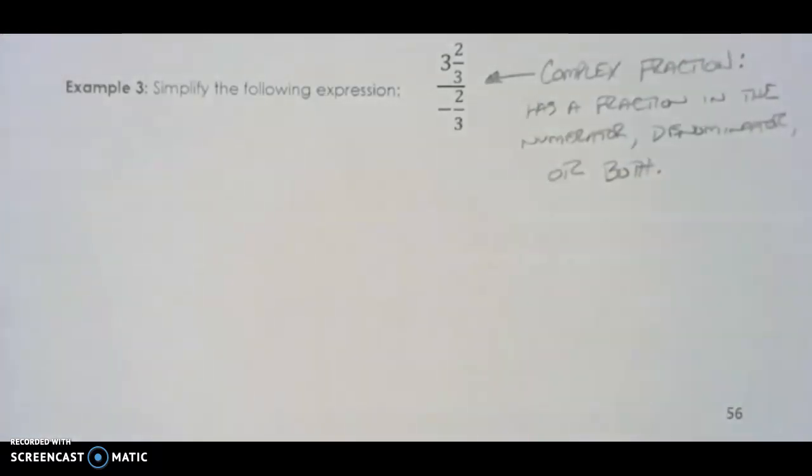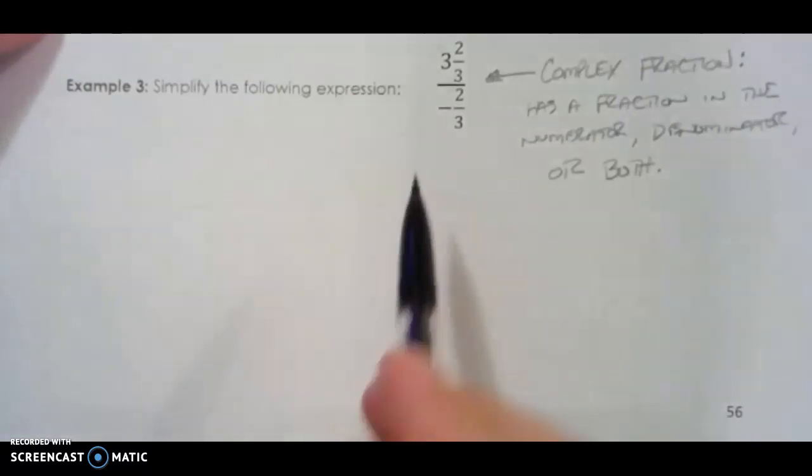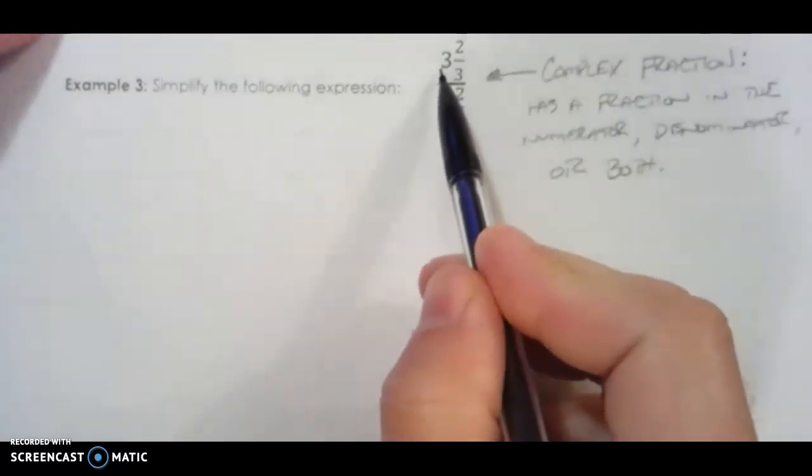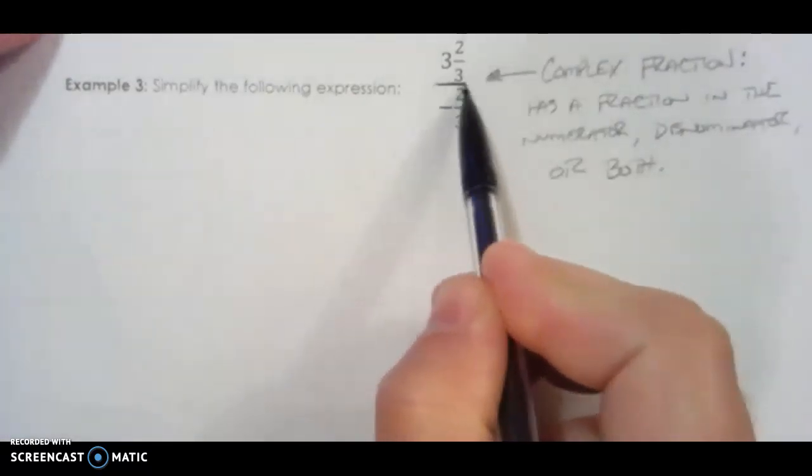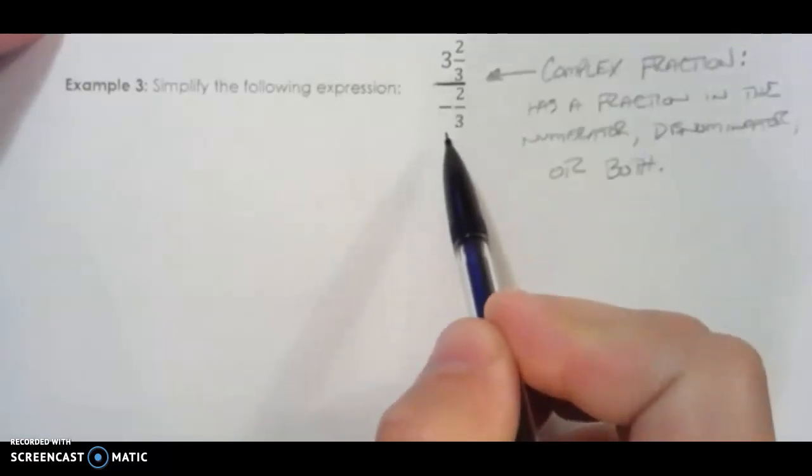It's like a fraction within a fraction. It has a fraction in either the numerator or the denominator, or it can have a fraction in both parts, and that's what this example has. It might look a little confusing, but it's really not that bad to deal with once you remember that a fraction represents division. This is really just saying 3 2/3 divided by negative 2/3.